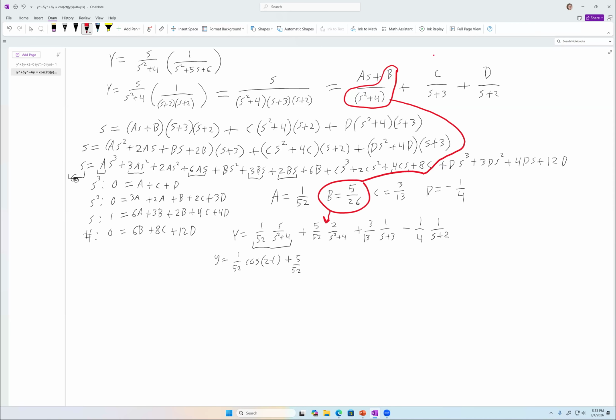Because this top bit right here, I can just split them up because they'll have a common denominator. So we're going to have this b over s squared plus 4. But when we look at our table of Laplace transforms, we're going to notice that this looks a lot like sine of kt, but it's a little different. So how do we make this look how it should in order to apply the reverse Laplace transform? Well, we can just multiply it by 2 over 2, right? Because that's just multiplying by 1. We can do that as many times as we want. So that's how we get this 5 over 52.